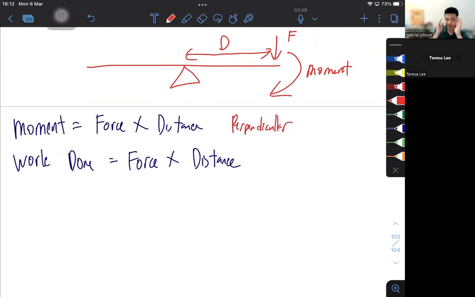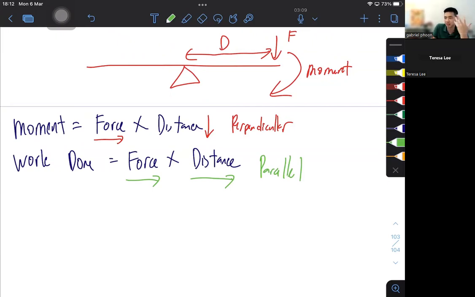Okay, but the key thing here is for moments, you must understand that it is force times perpendicular distance to the pivot, right? Usually they will be in a perpendicular direction. But for work done, the only difference between them is that the force and distance must be parallel to each other. They must be parallel to each other. Okay? They must be parallel to each other.